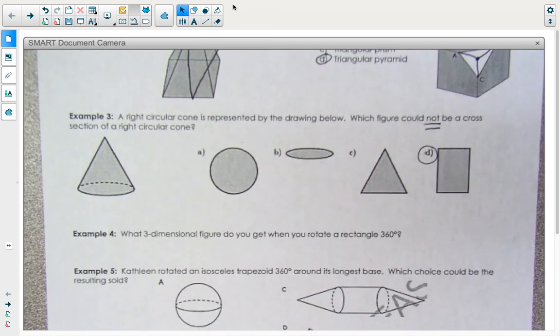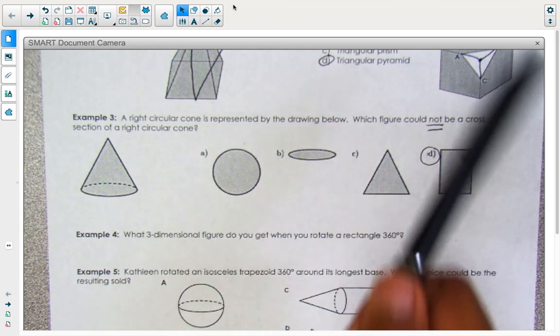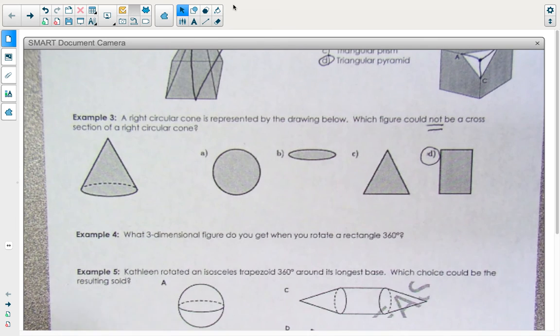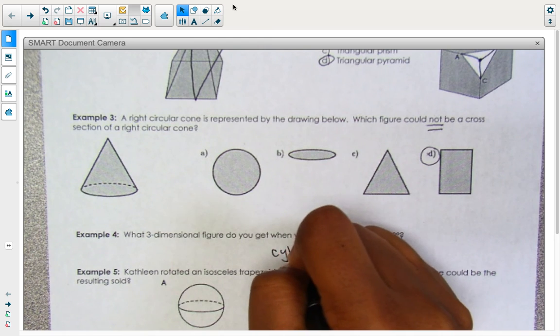Example 4. What three-dimensional figure do you get when you rotate a rectangle 360 degrees? I believe this was in one of the videos. So if I take a rectangle and rotate it 360 degrees, like taking a sheet of paper, holding it vertically, and rotating it all the way around, what kind of shape is going to be made? It's going to be a cylinder.